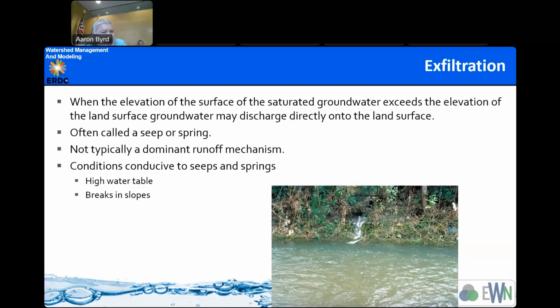Conditions conducive to springs are, of course, a high water table, and they generally occur in breaks in slope, where you have a steep slope coming down to a flat slope. If you're familiar with groundwater, the groundwater surface wants to slope down with the same slope it was on, but all of a sudden it hits a different slope, and so it surfaces.